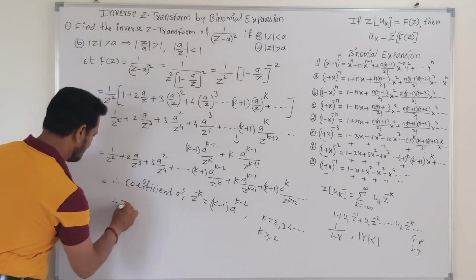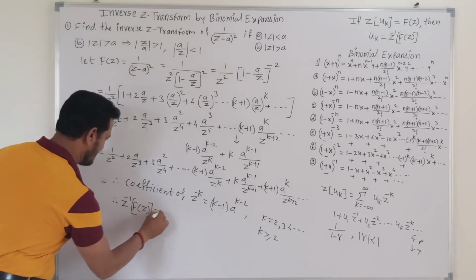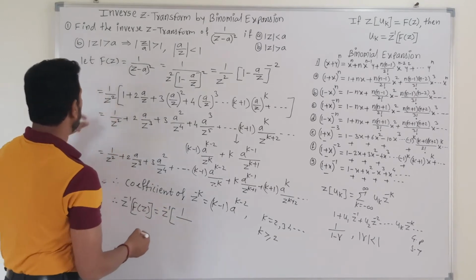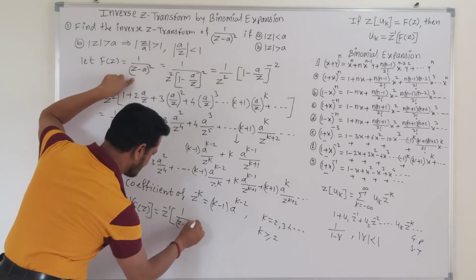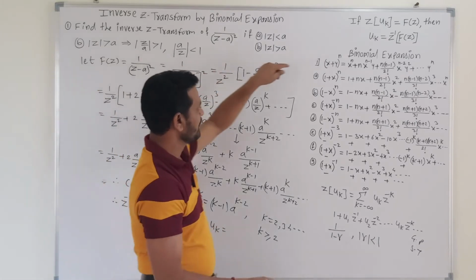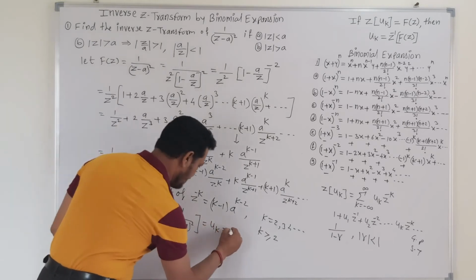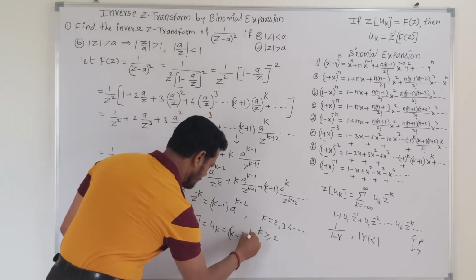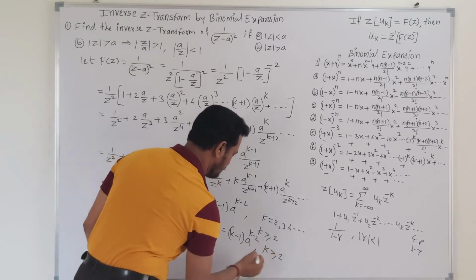Therefore we can write the inverse z transformation of given function f of z, which is 1 upon z minus a its square, as the value of sequence uk according to the definition of inverse z transformation, and its value is k minus 1 then a raised to k minus 2, where k is greater than or equal to 2.